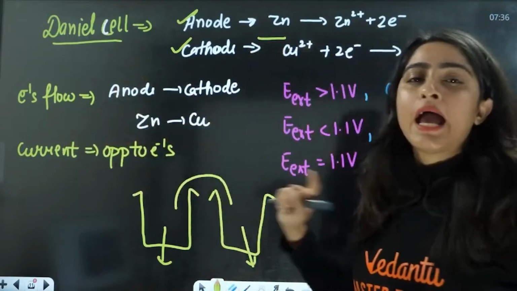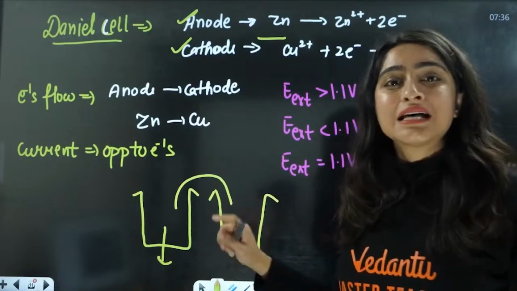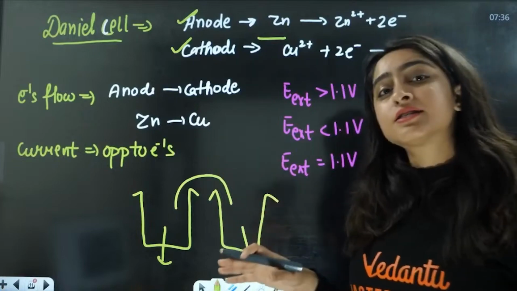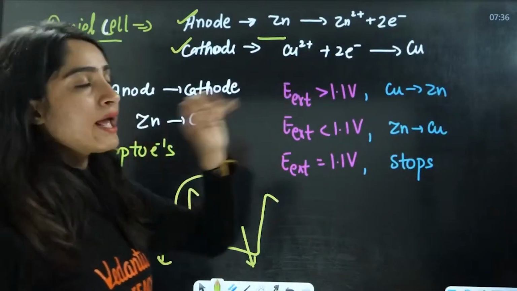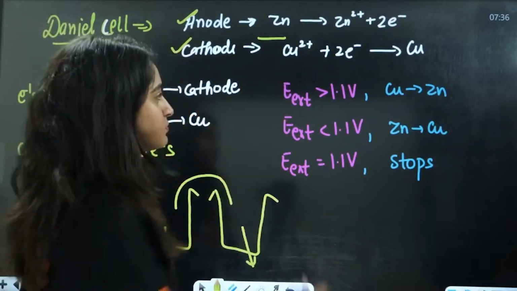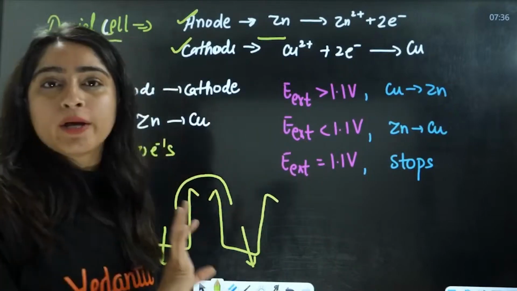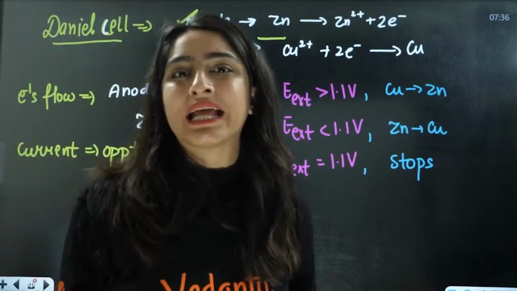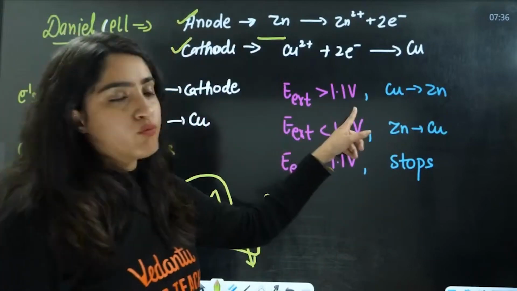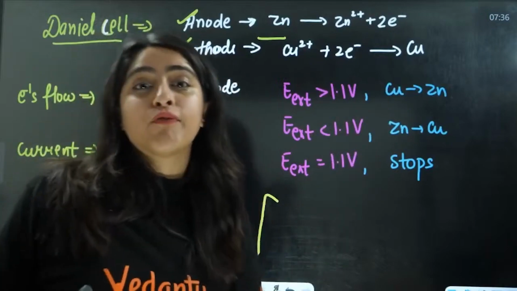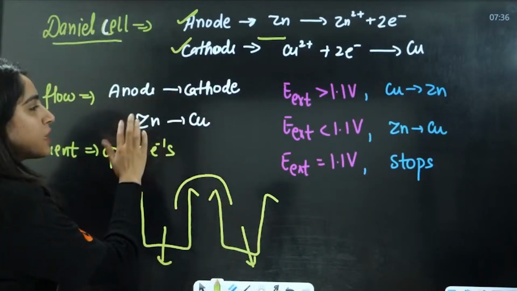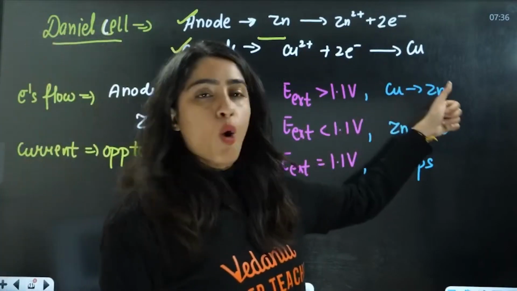Electrons flow anode to cathode, that is zinc to copper. Now current is opposite to the electrons. We have done this in physics. Now the next question that they can ask you, if they are talking about the Daniell cell: if you are applying a voltage that is more than 1.1 volt, in that case electrons will have the reversal flow here. Earlier they were flowing from zinc to copper, now they will flow from copper to zinc.